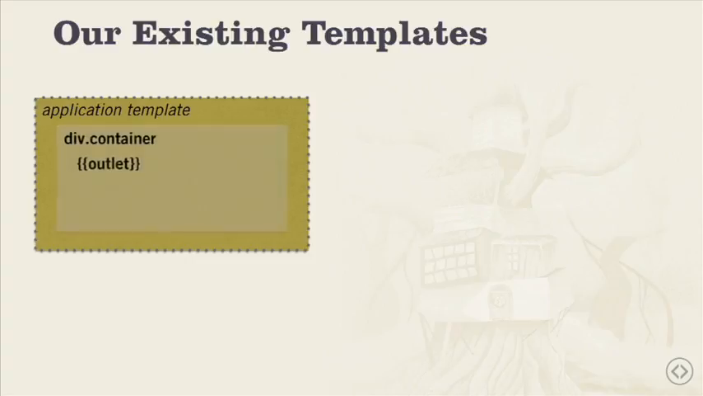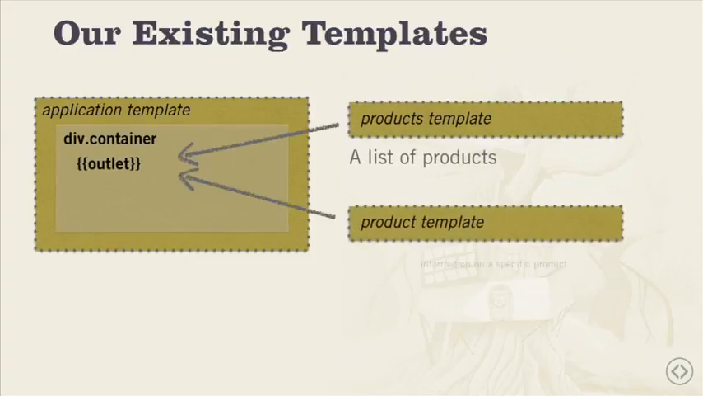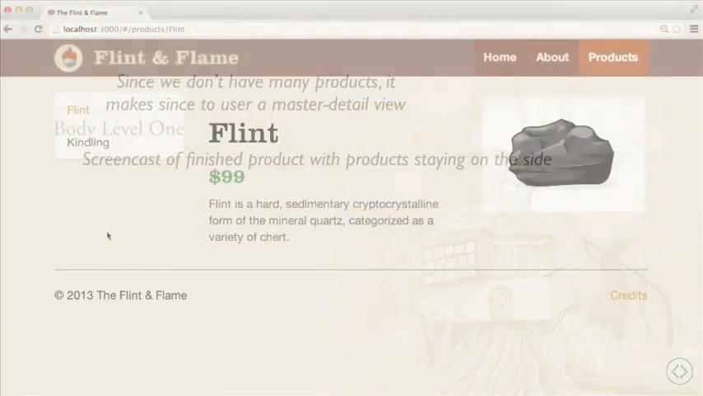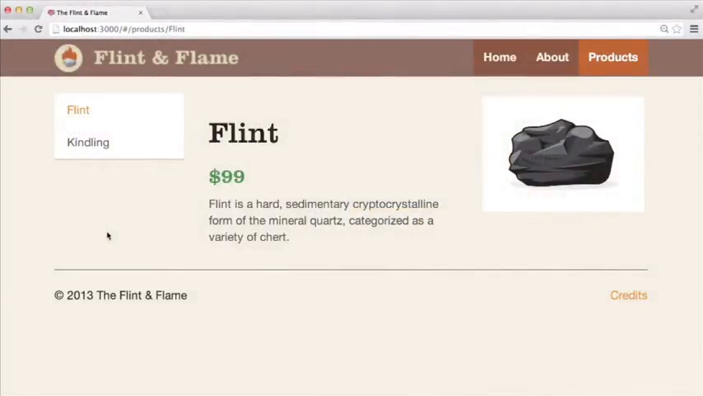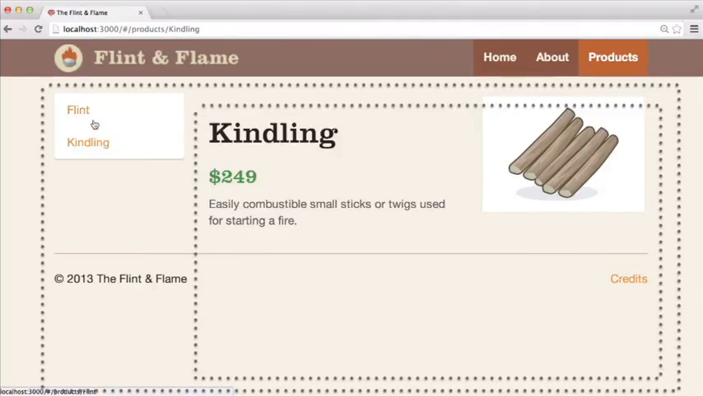And to visualize it, we've got the application template and it's got that one outlet. And both the products template and the product template render inside that single outlet. But what if we wanted to do something different? What if we wanted to do something like this, where we have a list of products on the left-hand side, and when we click on that, it shows us that specific product on the right-hand side.